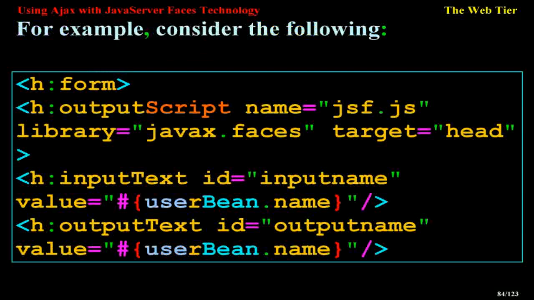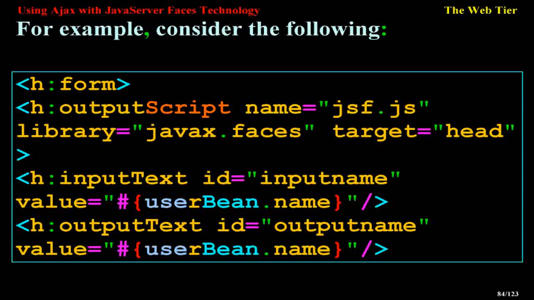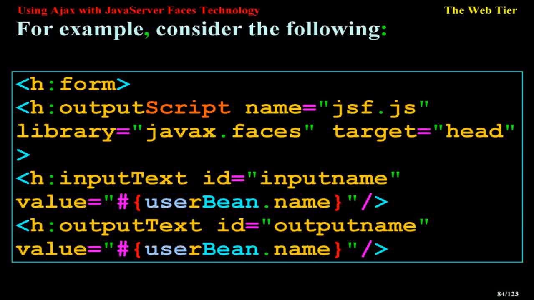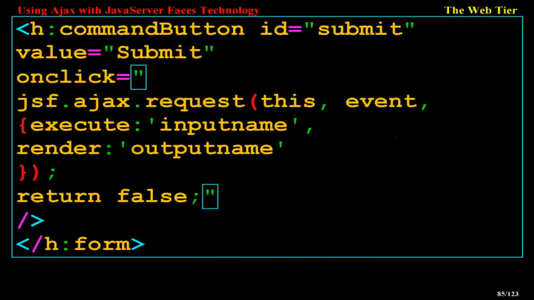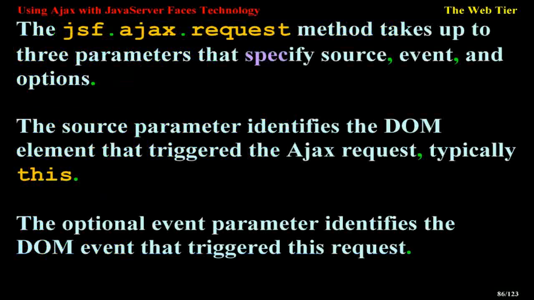For example, consider the following. <h:form> <h:outputScript name="jsf.js" library="javax.faces" target="head"/> <h:inputText id="inputname" value="#{userBean.name}"/> <h:outputText id="outputname" value="#{userBean.name}"/> <h:commandButton id="submit" value="Submit" onclick="jsf.ajax.request(this, event, {execute: 'inputname', render: 'outputname'}); return false"/> </h:form>.